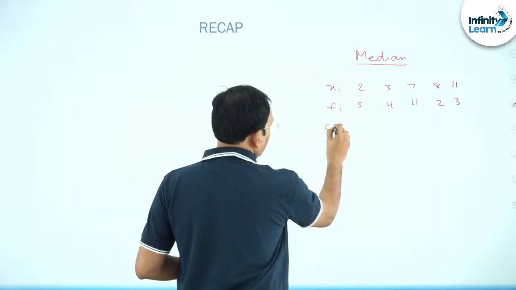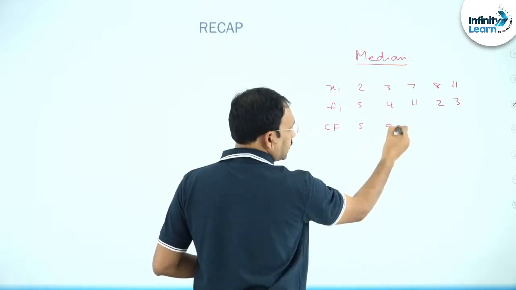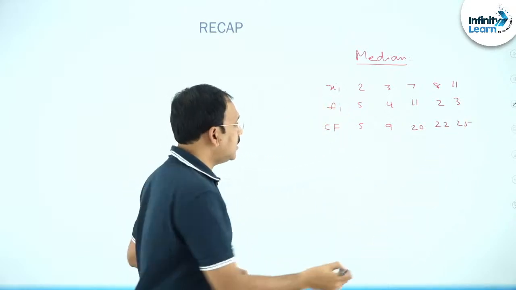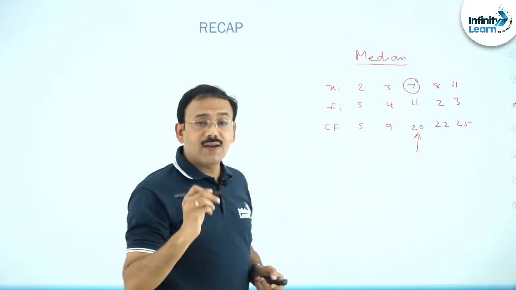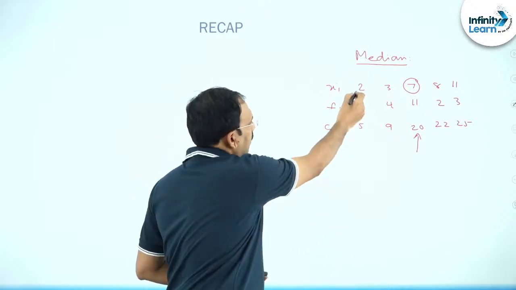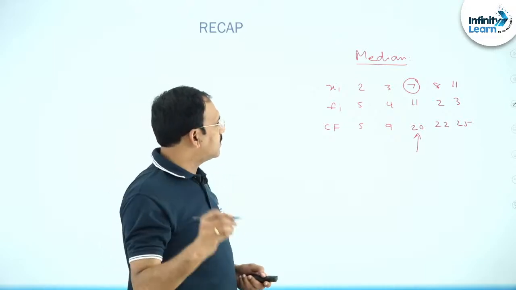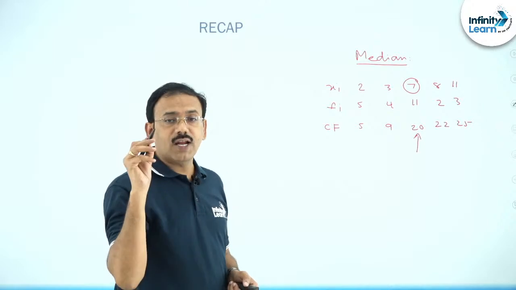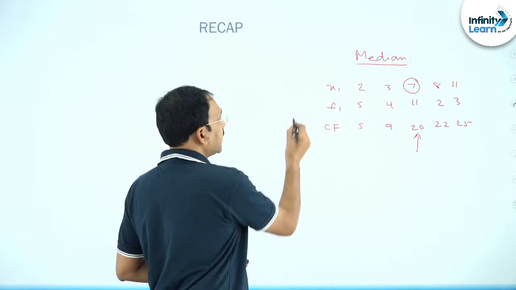You can take cumulative frequency like 5, 9, which is 5 plus 4, then 20, 22, 25. Our 13th member is here. So the corresponding x value, 7, is the median. Am I correct? There are 5 members with number 2, that means 2 is written 5 times, 3 is written 4 times, 7 is written 11 times. The middlemost item is going to be 7, so the median is 7. So this is the second point.